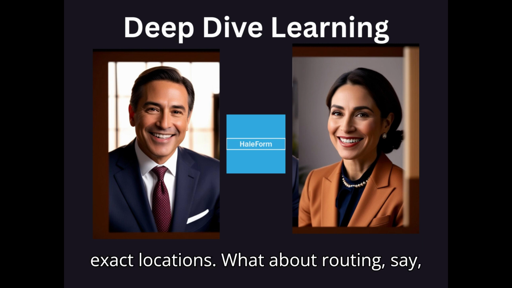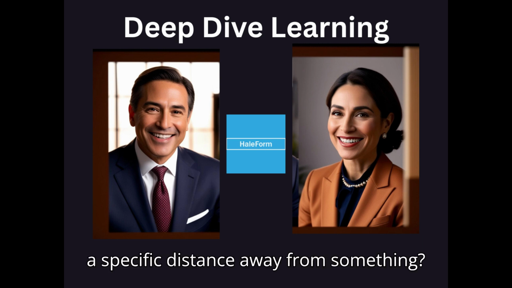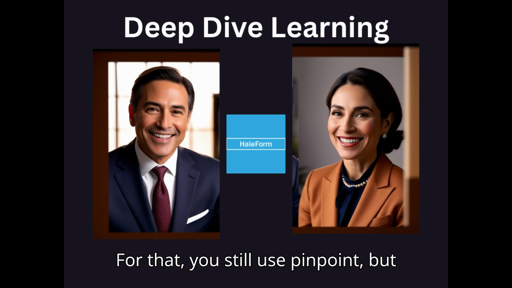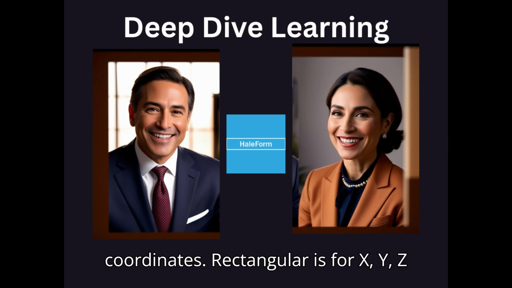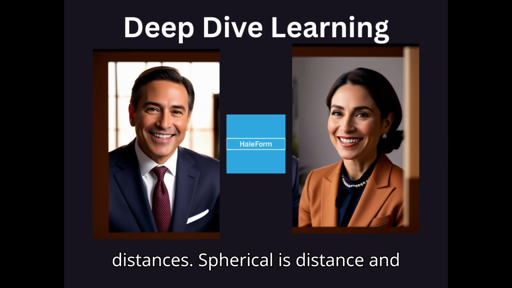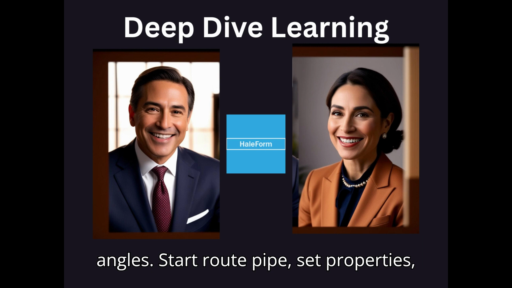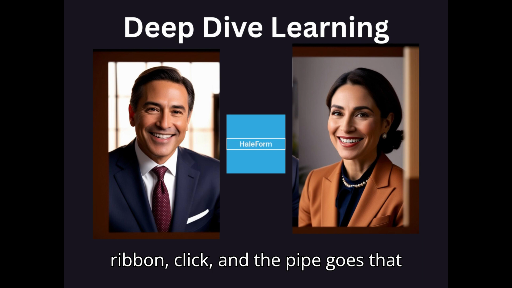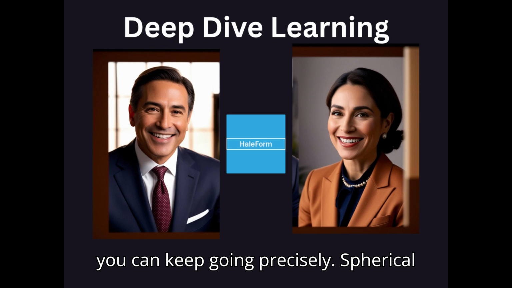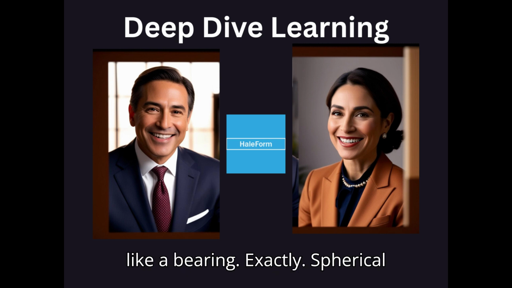Incredibly useful for tying into exact locations. What about routing, say, a specific distance away from something? For that, you still use Pinpoint, but choose relative tracking. Then you can pick rectangular or spherical coordinates. Rectangular is for x, y, z distances. Spherical is distance and angles. Start route pipe, set properties, then type the distances into the Pinpoint ribbon, click, and the pipe goes that exact distance and the target moves, so you can keep going precisely.